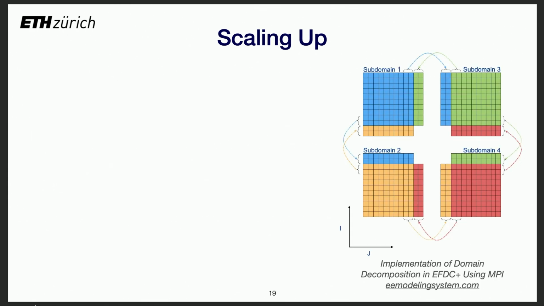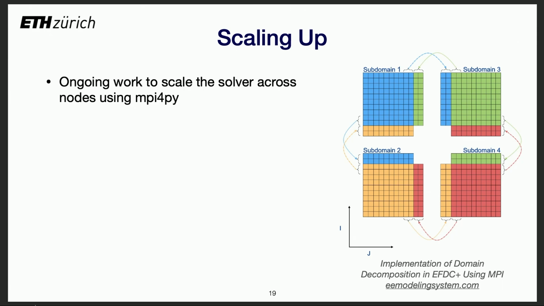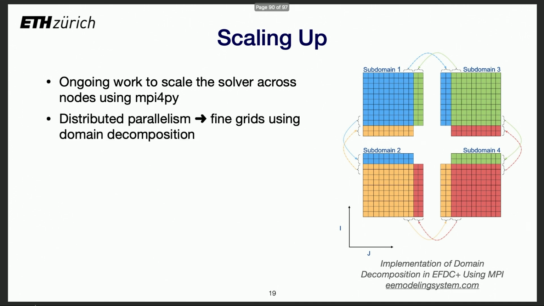Now, one of the key points that I wanted to discuss is how do we scale this up, because this is a challenge, of course. I have some ongoing work on scaling up this solver across nodes using MPI for PY. And what is very nice about this is that we can simply use domain decomposition on the fine grids because I'm not actually ever assembling any matrices. So everything is completely matrix-free, so we do not have to deal with a distributed sparse matrix object, which is often very, very annoying to deal with.